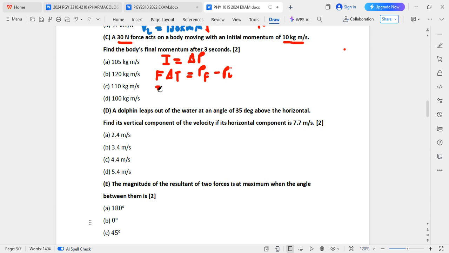So force here is 30, and this happened in a time period of 3 seconds. That's the change in time. The final momentum is what we want, minus the initial momentum. Initial momentum is 10. 30 times 3, that is going to be 90. I'm going to take this 10 to the other side of the equation, so it becomes positive 10, and that will be equal to final momentum. Therefore, final momentum is going to be 100 kg meter per second, which is that one there.